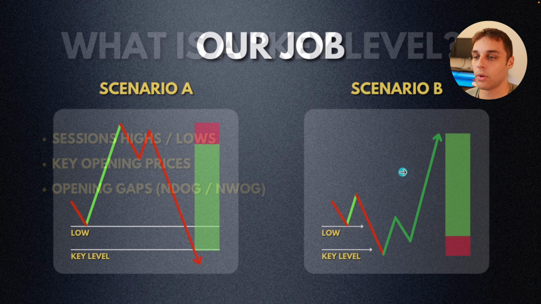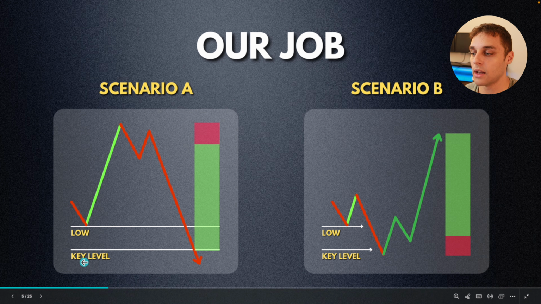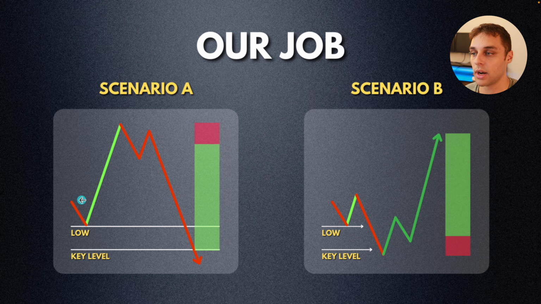So continuing forward, our job as a trader, what do we do with this information? What do we do with our understanding of inducement? There's going to be two scenarios as you see here. Let's talk about scenario A first. Sticking with that same previous visual, you have a low right here and then a key level not too far away below that low against that bearish trend. So scenario A is that price pushes up, and again, as we've already established, this is our inducement leg.